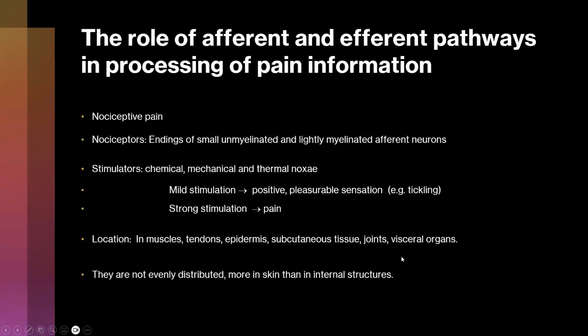The role of afferent and efferent pathways in processing of pain information. Nociceptive pain: nociceptors are the endings of small unmyelinated and lightly myelinated afferent neurons. Their stimulators are chemical, mechanical, and thermal noxae. Mild stimulation will lead to a positive, pleasurable sensation, for example tickling or just caressing. A strong stimulation will cause pain. They are located in muscles, tendons, epidermis, subcutaneous tissue, joints, visceral organs, etc. They are not evenly distributed. They are more abundant in skin than in the internal structures.